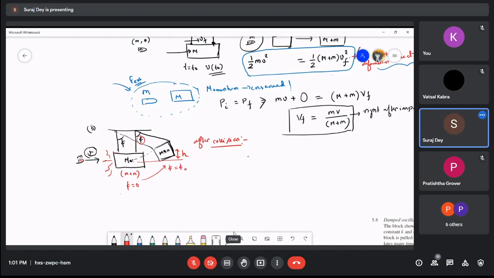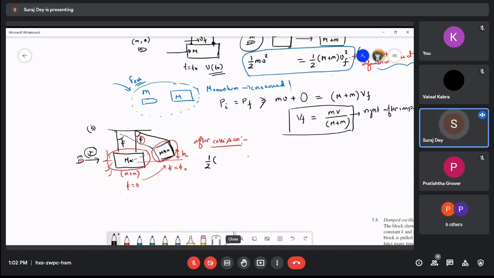So you can write the energy conservation equation for the entire system after the collision, because after the collision there is no sound, heat, or whatever. You only have the kinetic energy of this combined block, and the kinetic energy of this combined block is used to rise up to a certain height h.